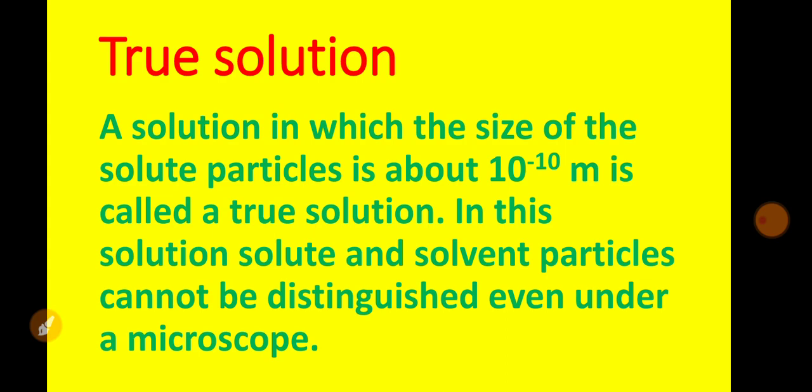So you can say that a true solution is a solution in which the size of the solute particle is about 10 to the power minus 10 meter. It is a very clear solution in which diffusion takes place rapidly, and if we discuss visibility, it is not visible with any of the optical means. The particle diameter of the true solution is very, very small.